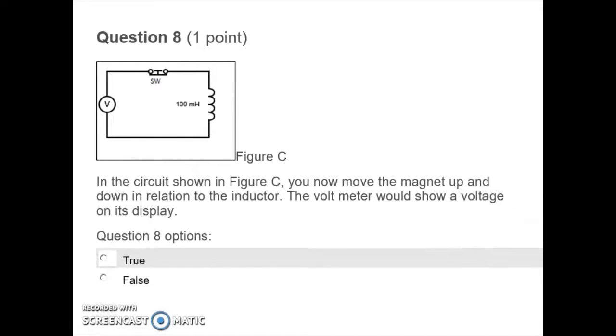Question 8 is the same exact circuit. Still have a closed switch, we still have a voltmeter, we have our coil, and we have our horseshoe magnet. Again, sorry for my bad drawing. This time we're actually moving the magnet in relation to the coil. So we're literally moving the magnet up and down, for example. So now we do have cutting action, and therefore the voltmeter would show a voltage on its display.